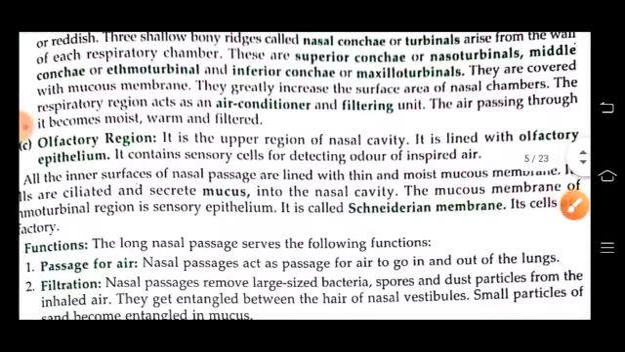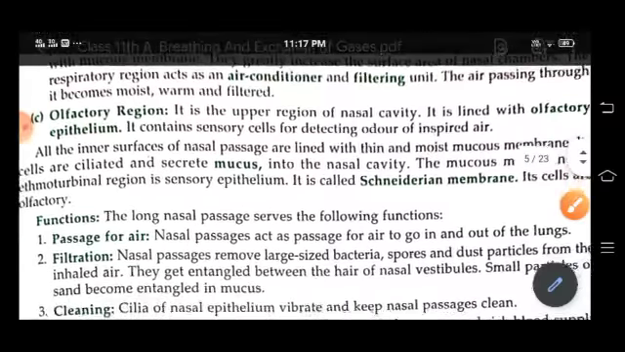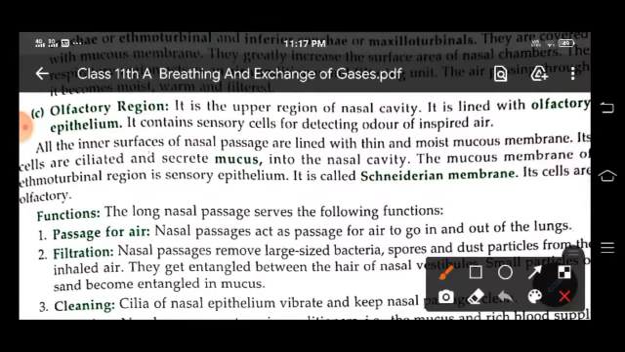After that comes the olfactory region, which is the upper region of the nasal cavity, and it is lined with olfactory epithelium which contains sensory cells for detecting odor of inspired air. Now all the inner surfaces of the nasal passage are lined with a thin and moist mucous membrane, and its cells are ciliated and secrete mucus into the nasal cavity. The mucous membrane of the ethmoturbinal region is sensory epithelium, and it is called the Schneiderian membrane. Now its cells are olfactory in nature.